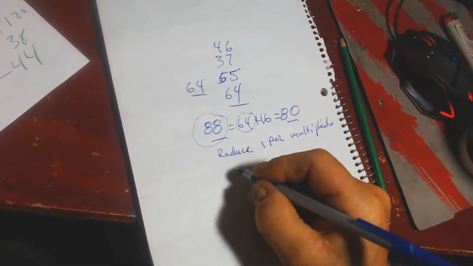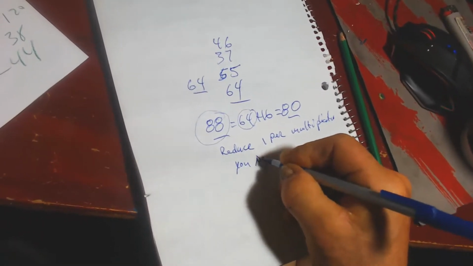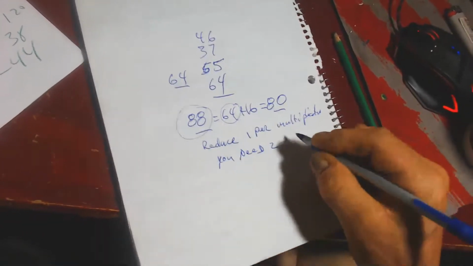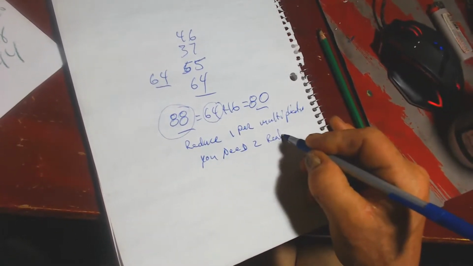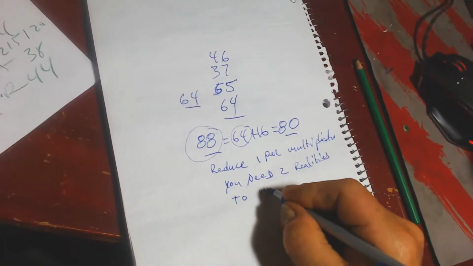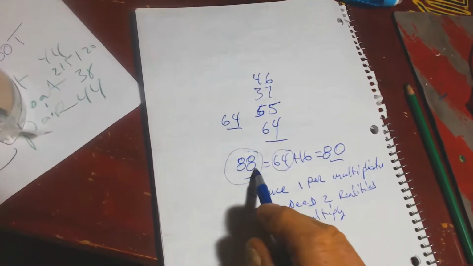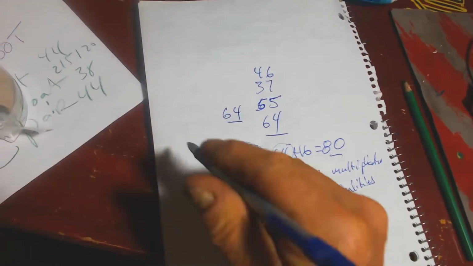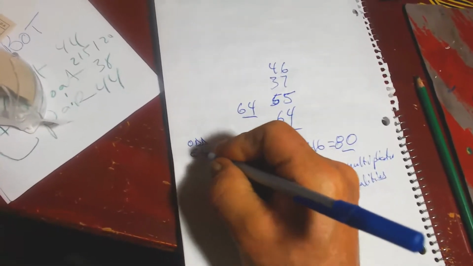But in order to multiply, you need 2 realities to multiply. So multiplying yourself gives you this number. Remember, you can multiply in odd numbers. You can multiply in even numbers.